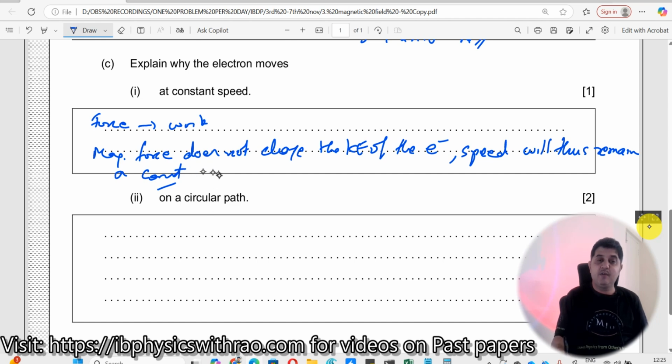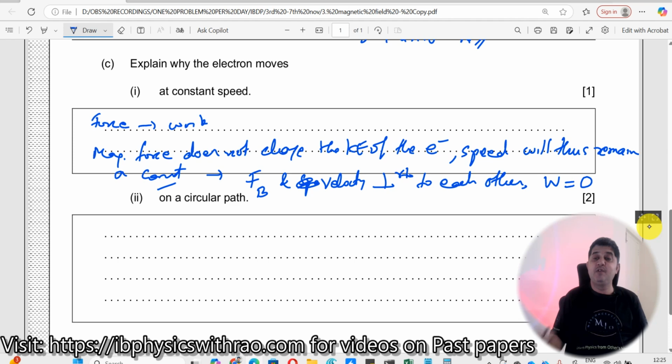Now, if you ask me why the magnetic force does not change the kinetic energy of the electron, you can always give one more reason. You can say the magnetic force and velocity are perpendicular to each other, and as a result, work done will be equal to 0, right? When force is perpendicular to distance, there is no work done by the force.